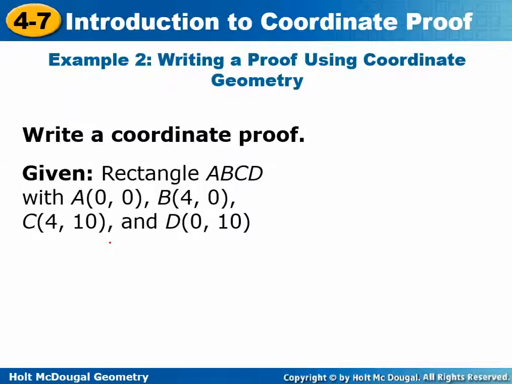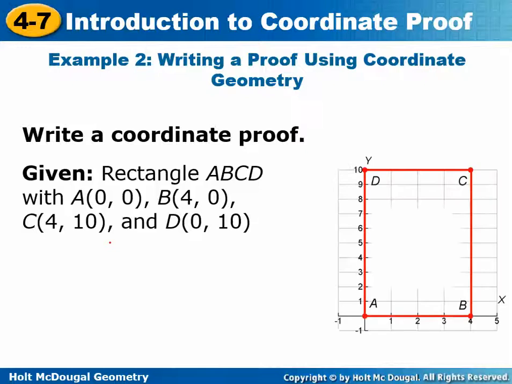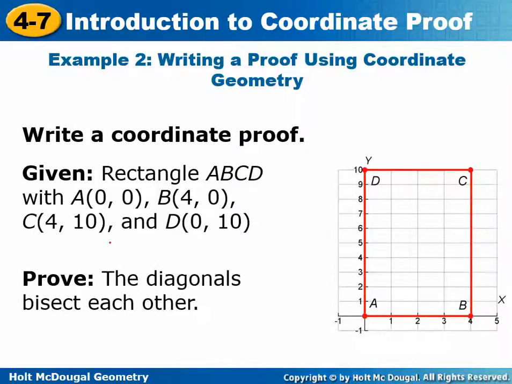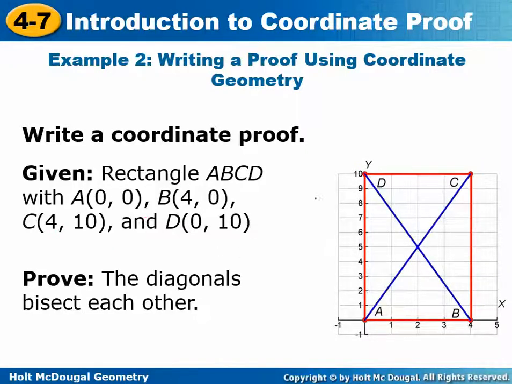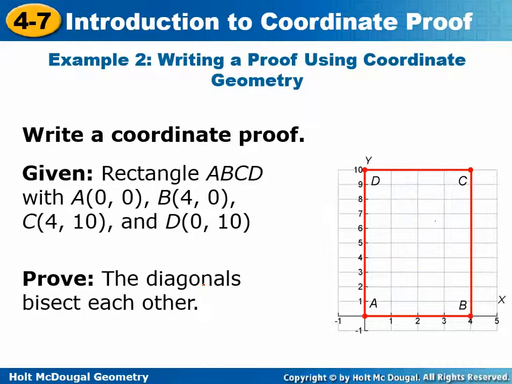So here's an example. They want us to prove that the diagonals bisect each other in this rectangle. So your first step is to draw the rectangle on your coordinate system. And they already have the vertices coordinates of each of those. So then we connect these points, the diagonals, and we are supposed to prove that the diagonals bisect each other.